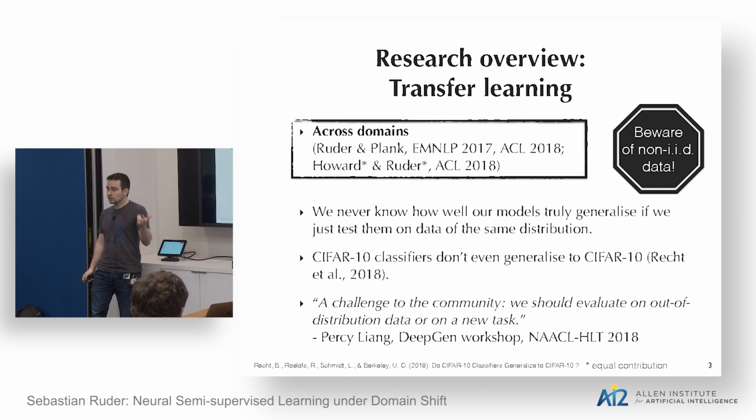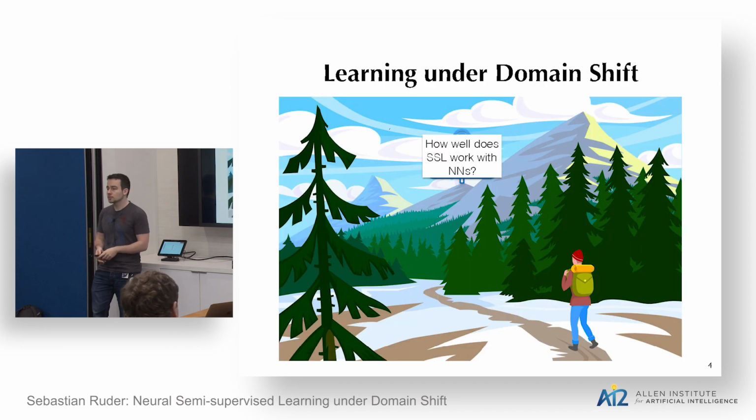And with this in mind, I'm mainly going to talk about two settings in this line of work. Firstly, I'm going to talk about how we can leverage unlabeled data for learning across domains. And in this regard, I'm mainly going to focus on how we can combine classic semi-supervised learning algorithms with current neural network approaches.